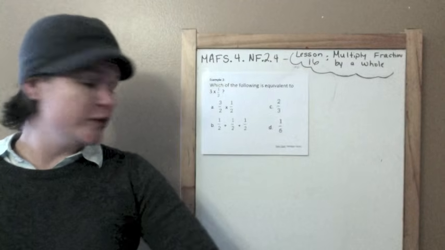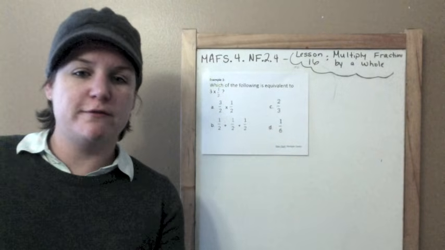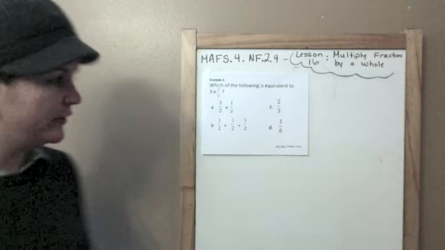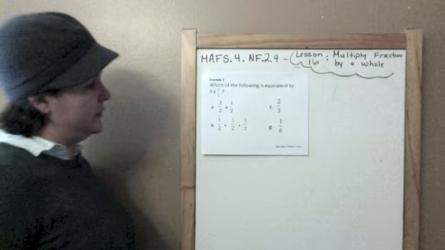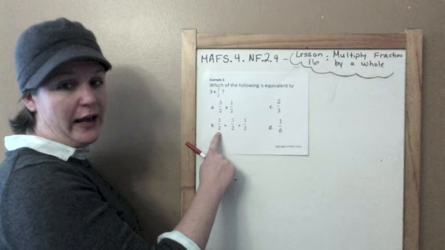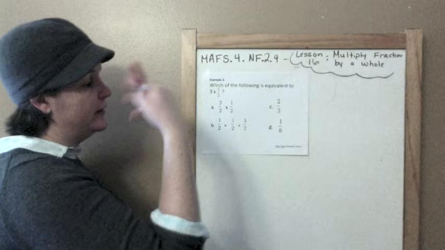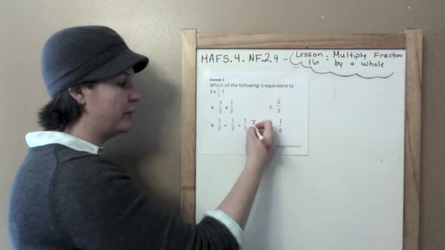We have a multiple choice item here. It says, which of the following is equivalent to 3 times 1/2? Well, I'm seeing right here 1/2 written 3 times. That's going to end up being the answer. I'm going to put my question there.